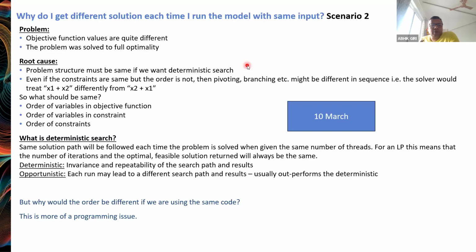On the other hand, you can have opportunistic search. In opportunistic search, you might get different results because the search path would be different, but this would also be faster than deterministic search. So it depends on your use case, whether you want a faster but non-repeatable solution, or a slower but repeatable solution.